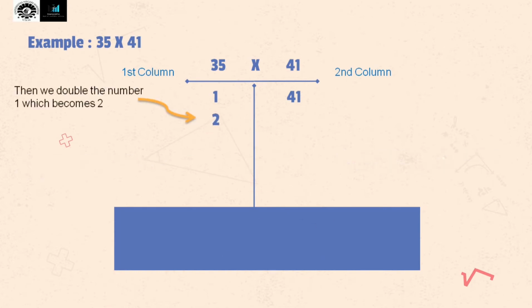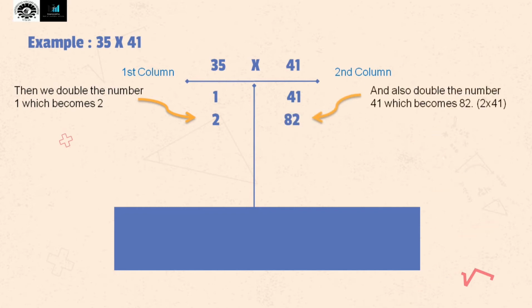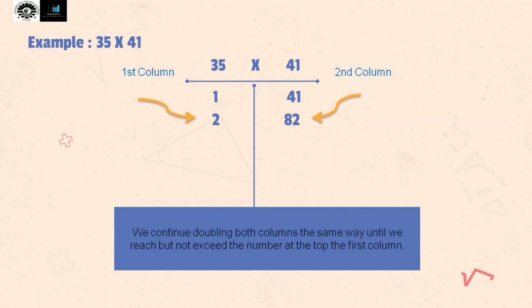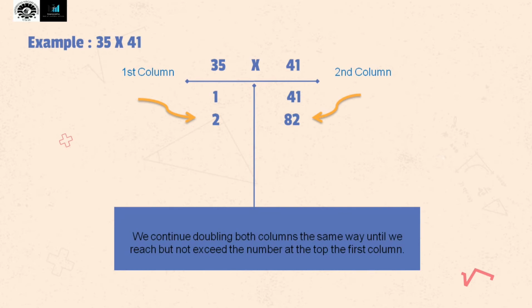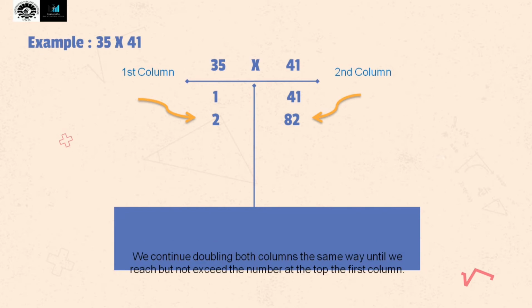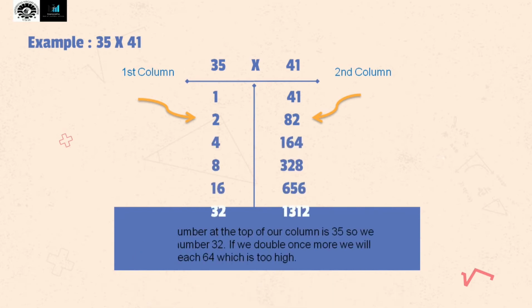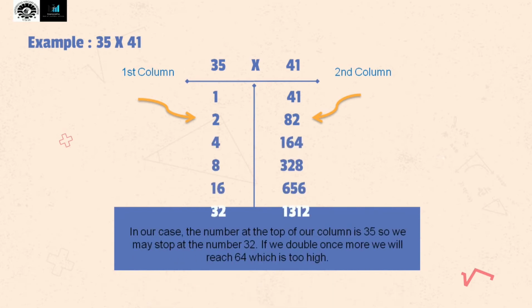Then we double the number 1, which becomes 2, and also double the number 41, which becomes 82, or 2 times 41. We continue doubling both columns the same way until we reach, but do not exceed, the number at the top of the first column. In our case, the number at the top of our column is 35, so we may stop at the number 32. If we double once more, we will reach 64, which is too high.